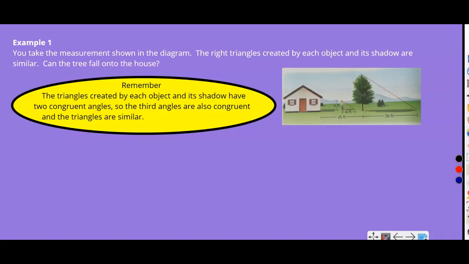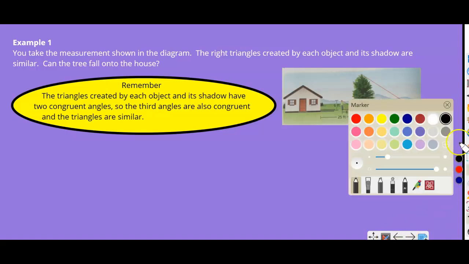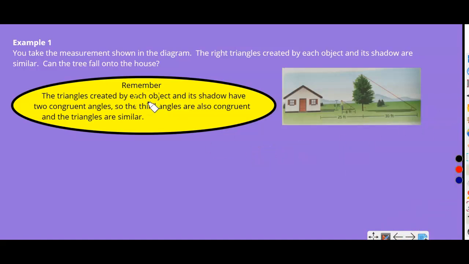All right, example 1. You can take the measurement shown in the diagram. The right triangles created by each object and its shadow are similar. Can the tree fall onto the house? That's the question we want to answer. And there's a hint here. Remember, the triangles created by each object and its shadow have two congruent angles, so the third angles are also congruent and the triangles are similar. So we can set up a proportion to solve.